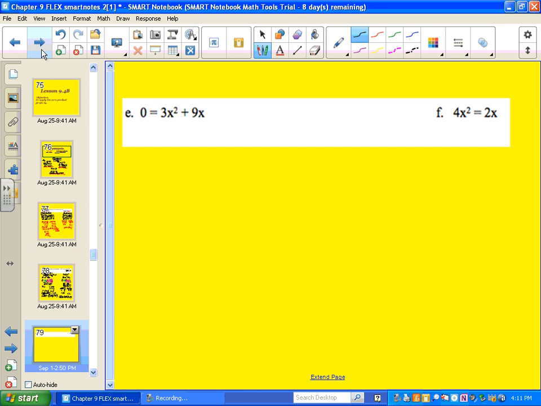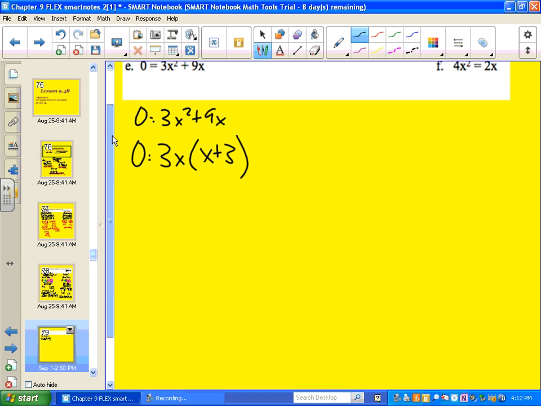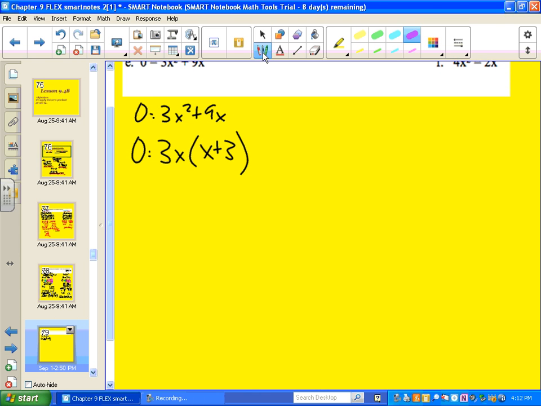All right, looking at letter E. We have y equals 3x squared plus 9x. Factoring out the GCF here, when we substitute 0 in for y, we have 0 equals 3x squared plus 9x. Factoring out the GCF, we have 3x. And then in parentheses, we have x plus 3 left. From here, we have this 3x times x plus 3.